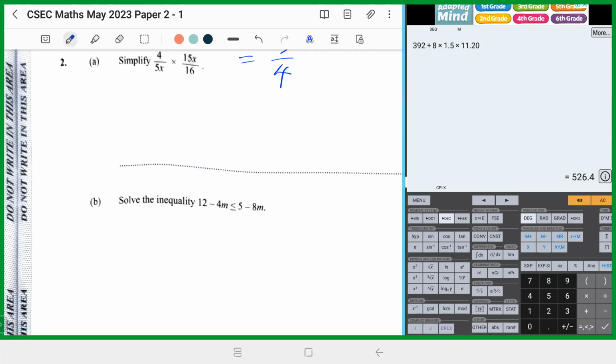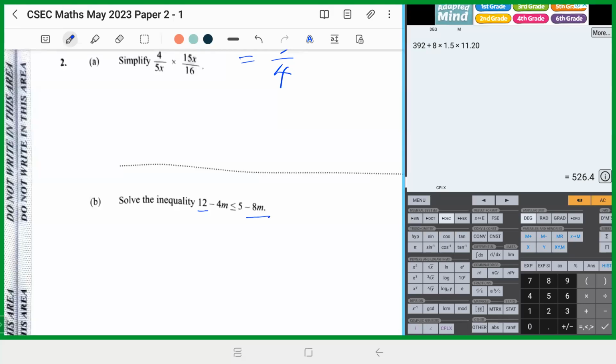All right. So basically trying to get the m terms on the same side. So this negative 8m, I'm going to bring it on this side. It's going to become a positive 8m. I'm trying to put it with this one. And then this 12, I'm going to take it over onto that side. So these are the two things that I'm moving: this negative 8m and this 12.